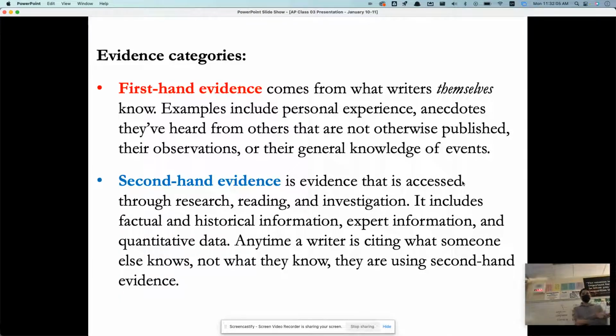Secondhand evidence is accessed through research, reading, and investigation. It includes all kinds of factual and historical information, expert opinion, and also quantitative data. If a writer, instead of pulling from their own knowledge, goes outside themselves and finds data or information from another source, citing what someone else knows and not just what they know, that's secondhand evidence.